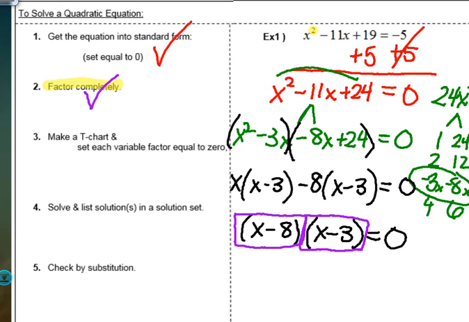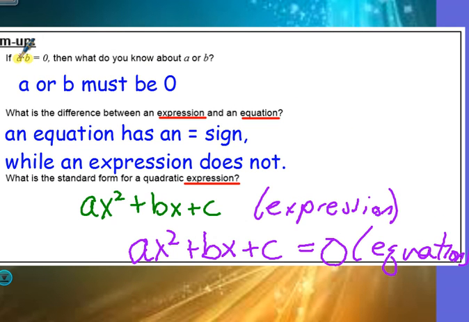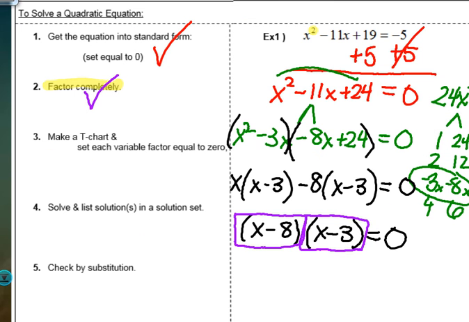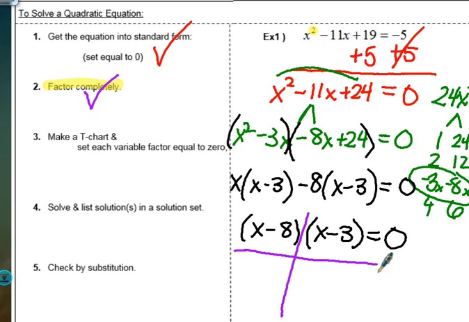Do you remember what we said before in the warm-up up above? If we did something times something and the product is 0, well then either A is 0 or B is 0. Which means in this case, x minus 8 is either equal to 0 or x minus 3 is equal to 0. So to help me out, I'm going to make a t-chart.